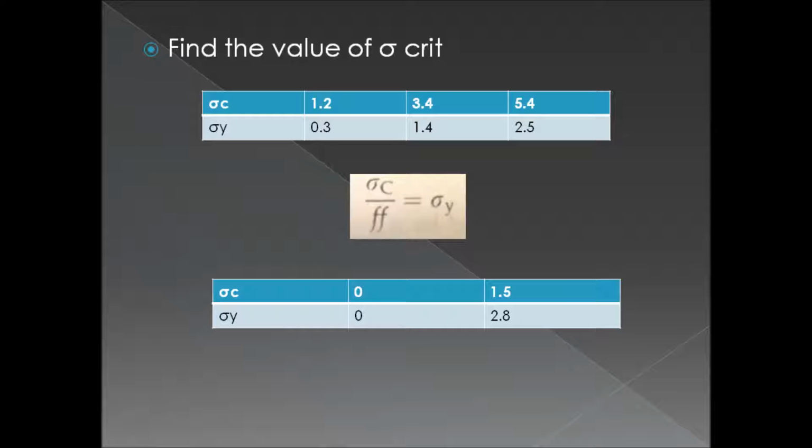Then we find the value of sigma critical. The table above is obtained from the family of yield loci that we got earlier. Then, the table below was obtained from the formula sigma c over ff equals sigma y. With these two tables, we plot a graph of sigma c versus sigma y, and the line where they intersect is the value of sigma critical.